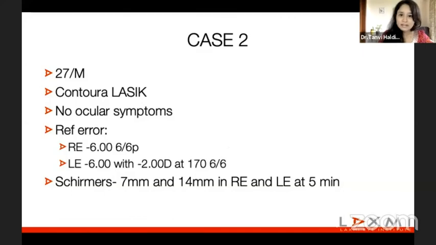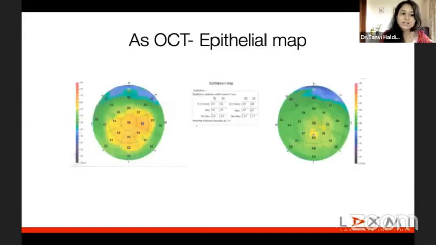Then let's go to the last case, which is a refractive case: a 27-year-old boy, a moderate myope, who had come to me to undergo Contoura. He had no symptoms of dry eye, and on examination his Schirmer's was low. But when I looked back at his refraction, his right eye would sometimes correct up to 6/6 or sometimes 6/9. So this was suggestive of fluctuating vision. Now, this was his anterior segment epithelial map showing severe epithelial thickening in the central 5 millimeter zone in his right eye.